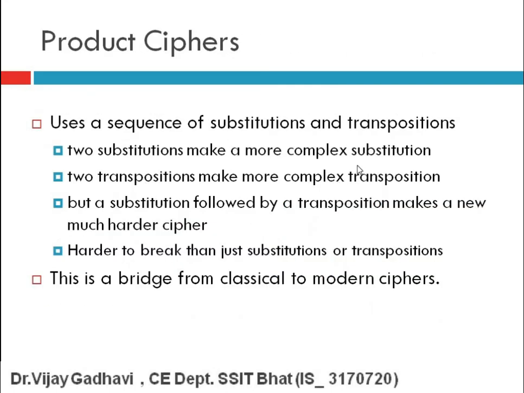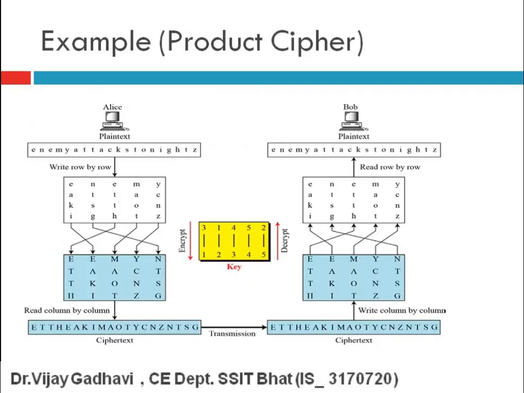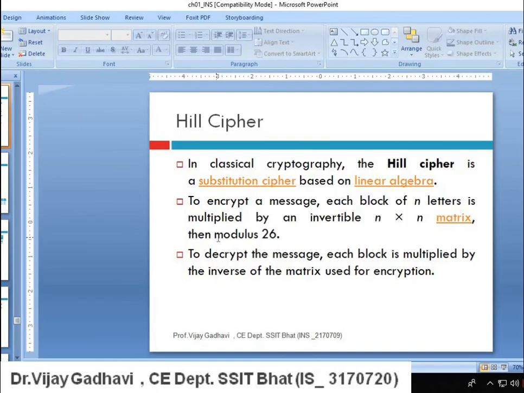We can use a sequence of substitutions and transpositions in two ways. Two substitutions make a more complex substitution, and two transpositions make a more complex transposition, but a substitution followed by a transposition makes a much harder cipher, harder to break than just a substitution or transposition. This is a bridge from classical to modern ciphers. This is an example.